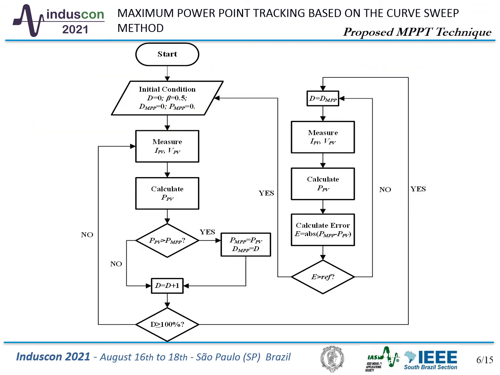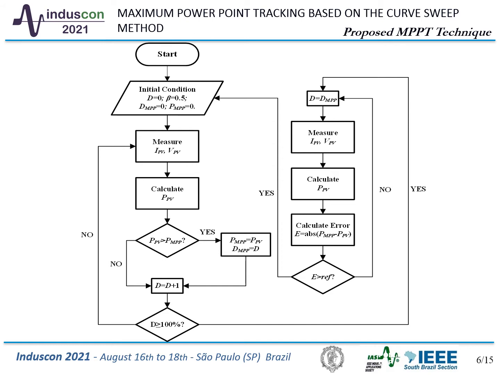As previously mentioned, the proposed technique is based on sweeping the entire current versus voltage characteristic by varying the duty cycle from 0 to 1. For this purpose, it is necessary to measure both the current and voltage of the PV device. The algorithm is responsible for determining the maximum power PMPP as well as the duty cycle DMPP associated with the condition of maximum power.